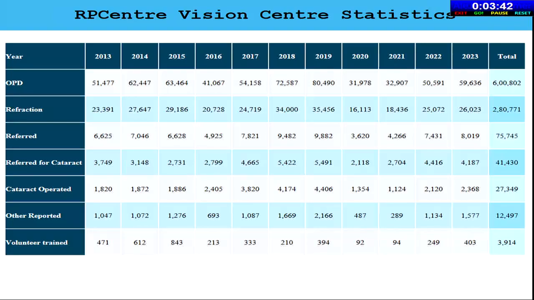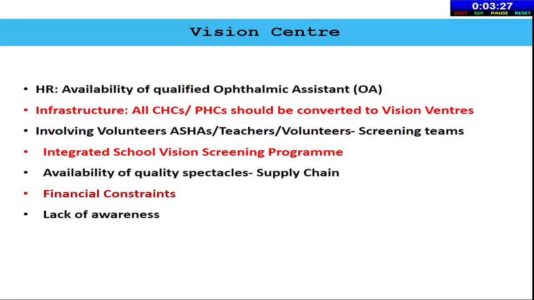We have used this in our RP center. We have 27 vision centers, and you can see in the last 10 years, we have been able to screen more than 6 lakh people in community-based programs and have provided spectacles to nearly 50% among them. For vision centers, we need to understand it has to be available at every primary health center, and every community health center in the country should be converted into a vision center. And we should look for public-private partnership to achieve this.